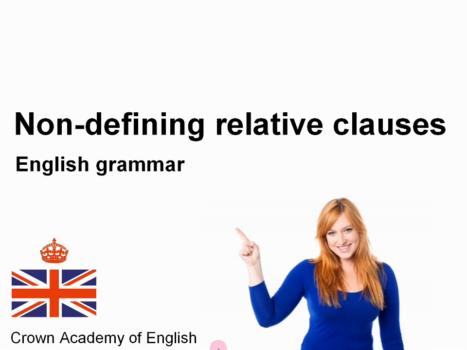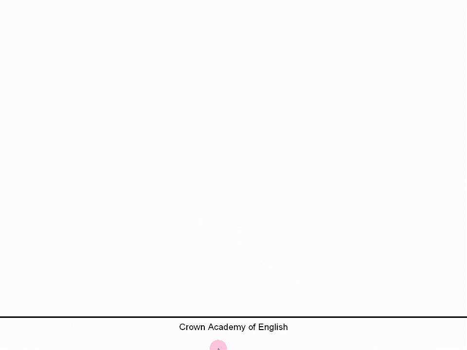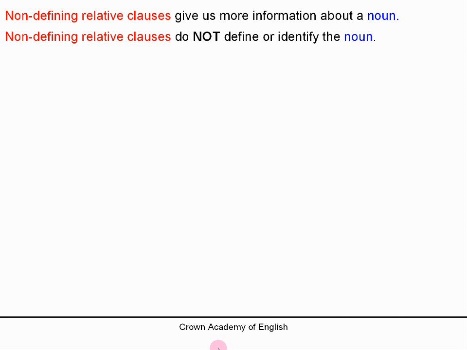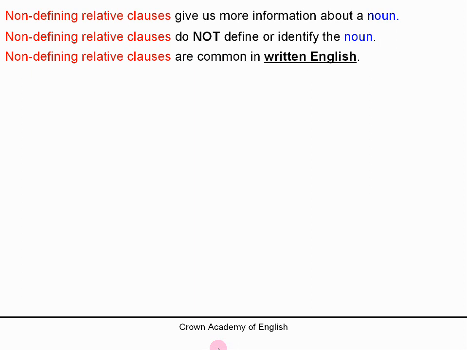Today we are doing an English grammar lesson all about non-defining relative clauses. So let's get started. Non-defining relative clauses give us more information about a noun. Non-defining relative clauses do not define or identify the noun. And non-defining relative clauses are common in written English. Okay? So they are more common in written English.